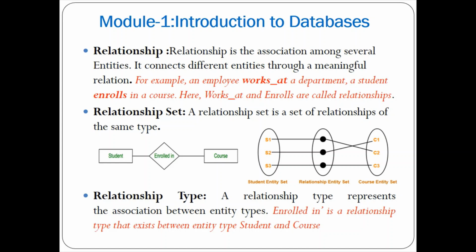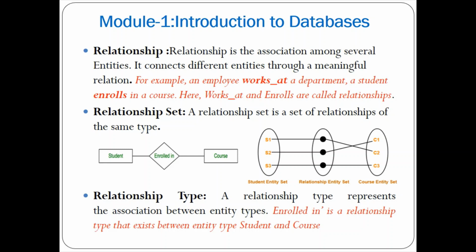Relationship set. A relationship set is a set of relationships of the same type. Let us take an example of student and course. Here, there are three students in the student entity set, and three courses in the course entity set. Now, let us see the relationship between student and course. Student S1 is related to course C2, student S2 is related to course C1, and student S3 is related to course C3.